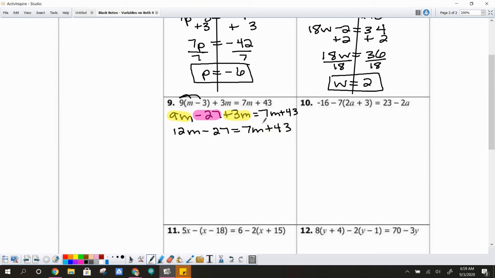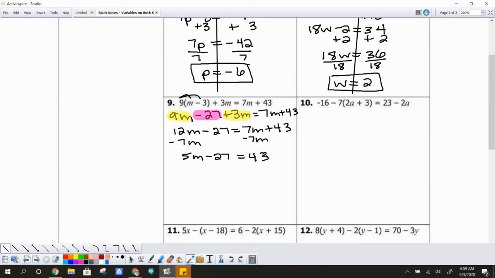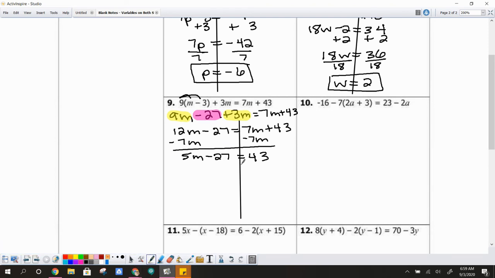Okay, so now I can go ahead and get all my m terms to one side. My smaller one is 7, so I'm going to remove that one. So I have 12m minus 7m, and that is 5m minus 27 equals 43. And I can draw my line, keep everything balanced. So then I'm going to go ahead and move my 27, so plus 27, plus 27. And now I have 5m equals 43 plus 27, which is 70. Divide by 5, divide by 5, m equals 14.